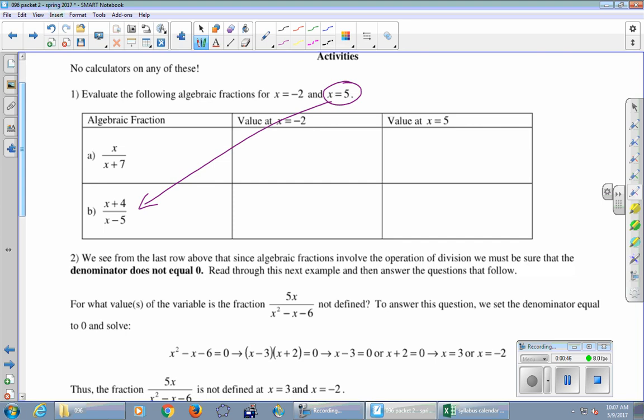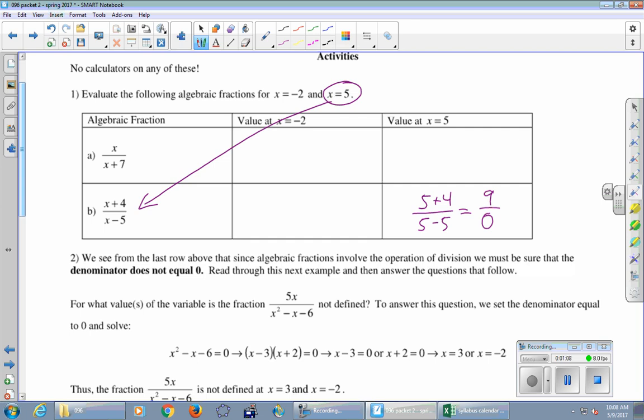So if we plug in x equals 5 for all of the x's that we see, we get 5 plus 4 over 5 minus 5. Everybody see what we did? Upstairs we get 9. What do we get downstairs? 0. That's interesting. What is 9 divided by 0?